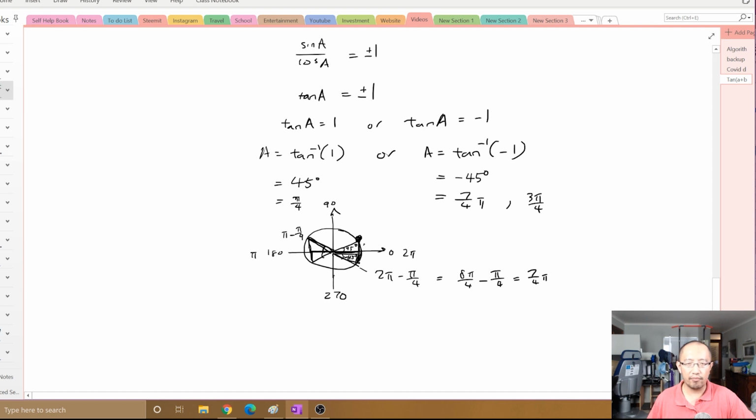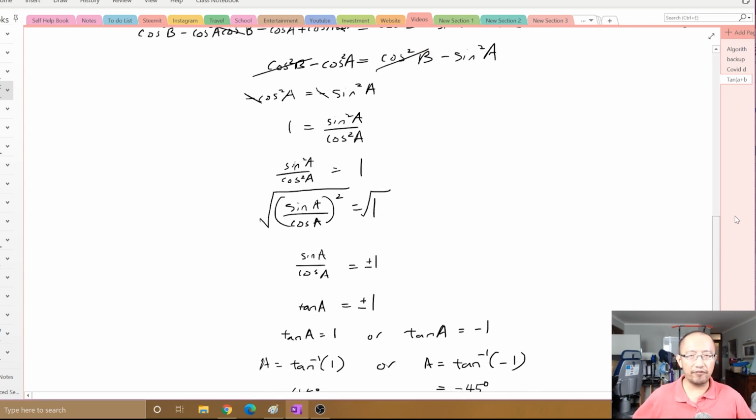And then here you would get the same answer as this one, because you have a negative opposite, negative adjacent, and negative divided by negative is also positive. So what would you have? Negative pi plus pi over 4, which is 5 pi over 4. Okay, so these are your final answers. Pi over 4, 5 pi over 4.